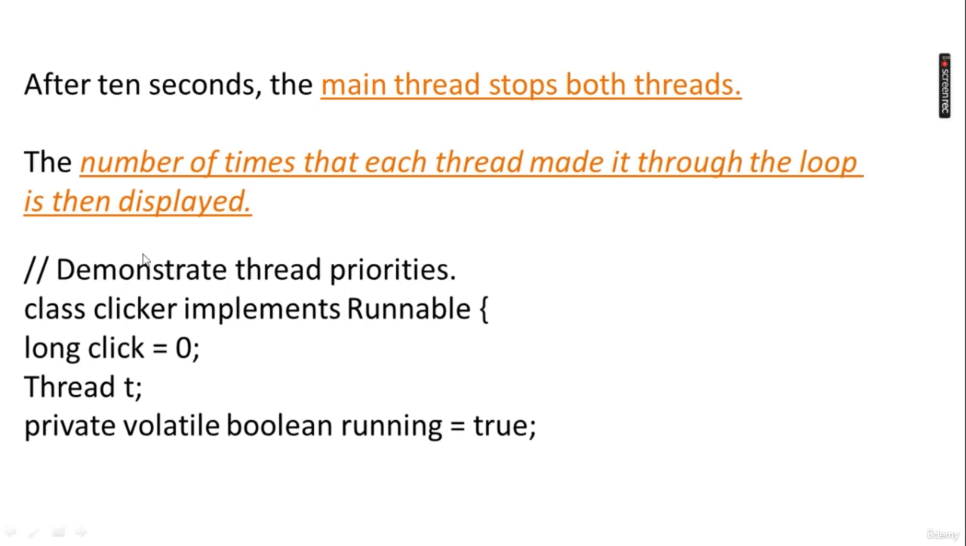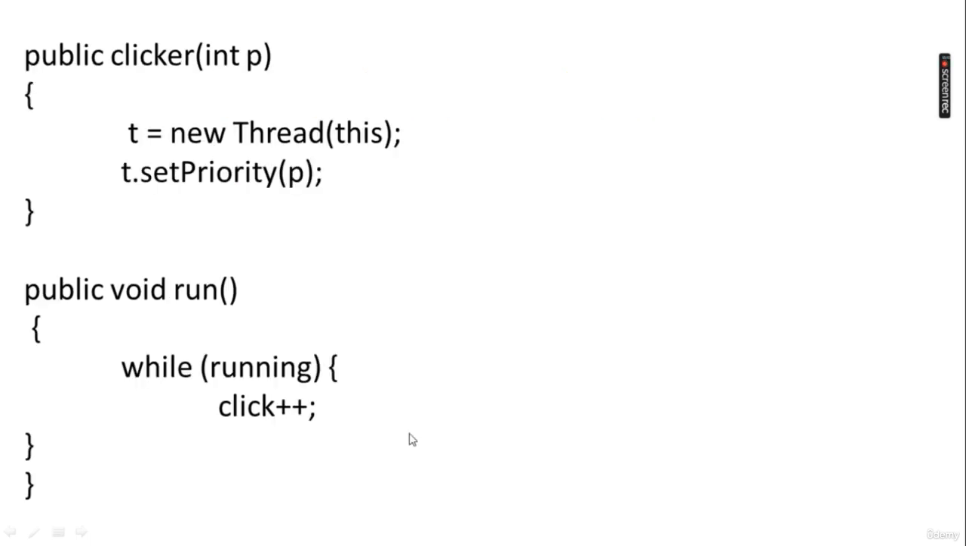Okay, now this is the Clicker class we have implemented using the Runnable interface. long click = 0; Thread t; private volatile boolean running = true. Public Clicker(int p), t = new Thread. This parameter is set as the priority of the thread. It is an integer between 1 and 10 that we have to pass; it should not be less than 1 and not greater than 10.